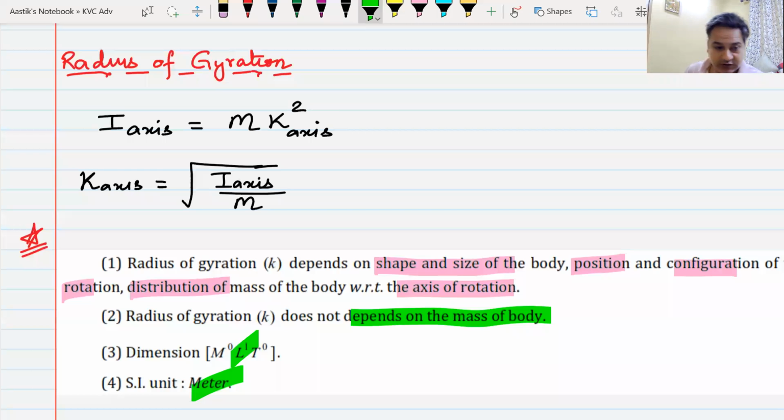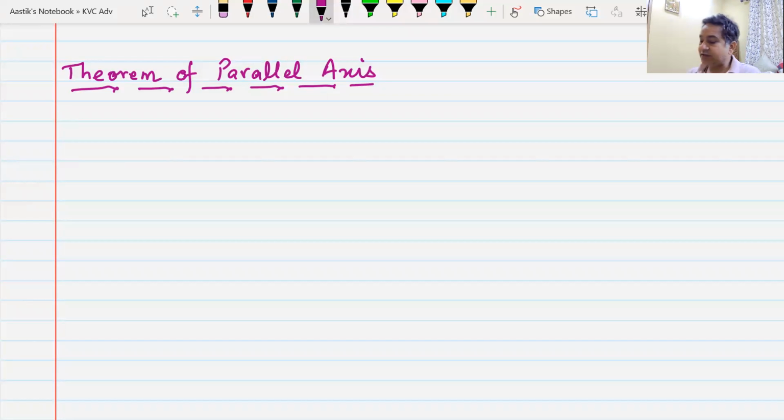Then we move on to the next step, and the next step is understanding the two theorems for moment of inertia. Theorem number one is known as the theorem of parallel axis. What does this theorem state? Anyone, any idea?